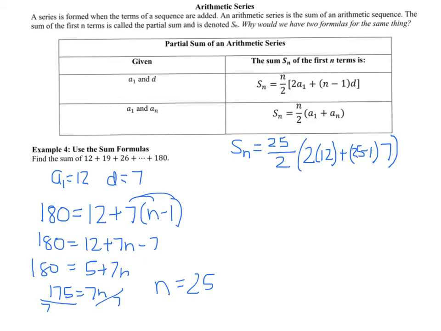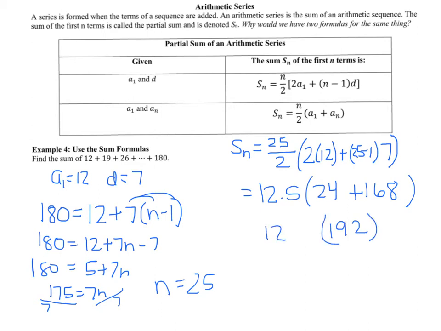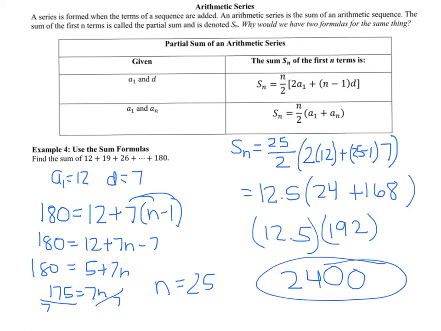So 25 divided by 2 is going to give me 12.5. And we're going to have 25 minus 1 times 7, which is going to give me 168. And 2 times 12 is 24. 24 plus 168 is going to give me 192. And then I need to just multiply that by 12.5. And that's going to give me 2,400. And that's going to be my final answer.